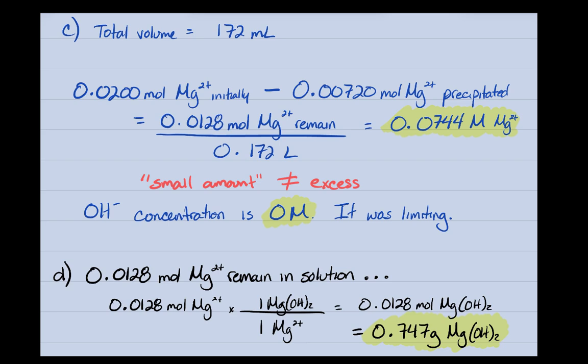Right, so there's some magnesium left over. We can still get it out. We can still precipitate it by adding excess potassium hydroxide, and specifically we could make 0.747 grams of magnesium hydroxide on the back end. All right, hope that was helpful.